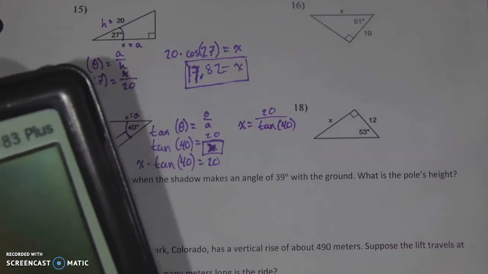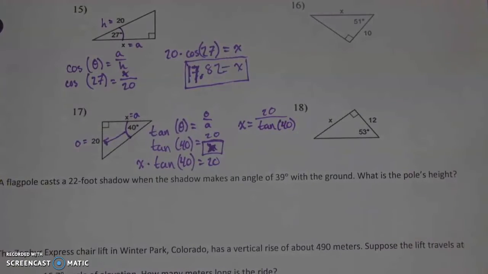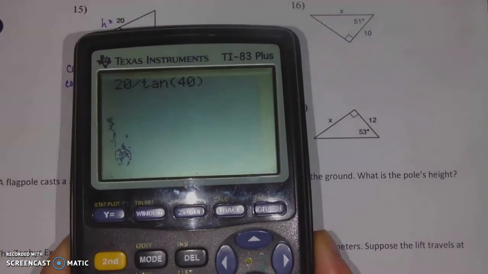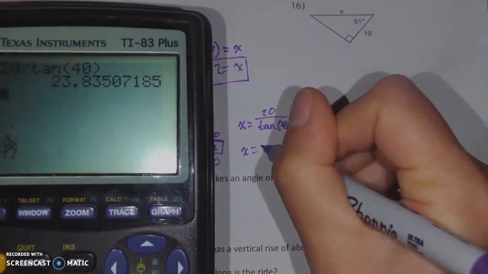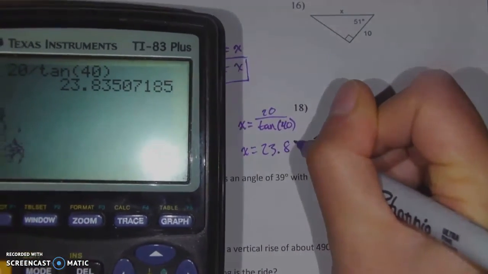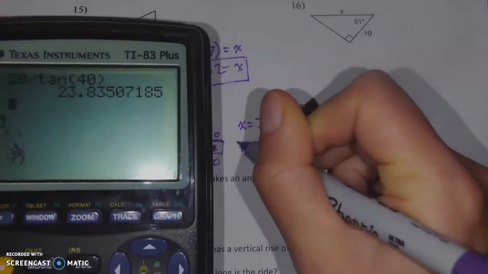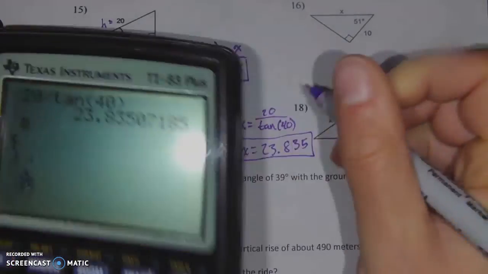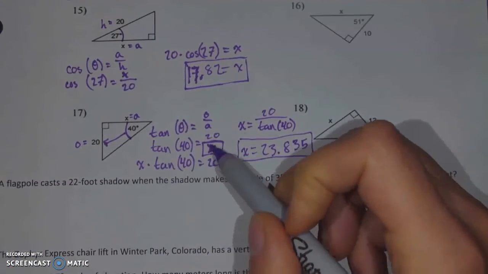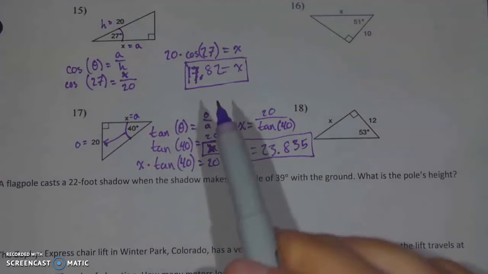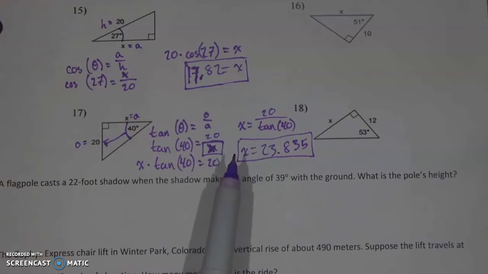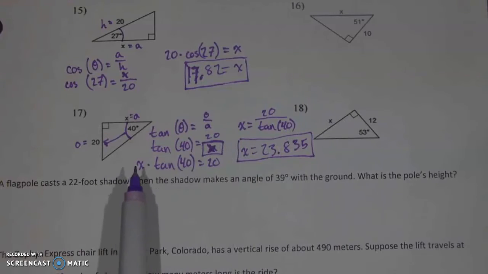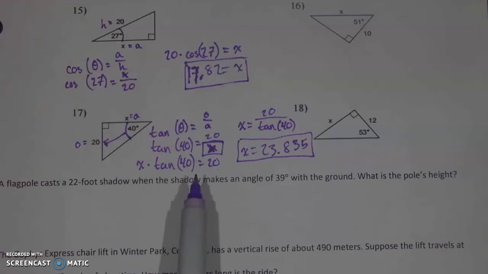And 20 divided by the tangent of 40 will give me my final answer. So I just type that into my calculator, press enter, and I have an answer of x is equal to 23.835. And that would be my final answer. Now this can happen where the x is in the bottom with sine, cosine, or tangent. It's not just going to happen with tangent, okay? So just watch out that if the x is in the bottom that you start by multiplying by x and then divide by the tangent.